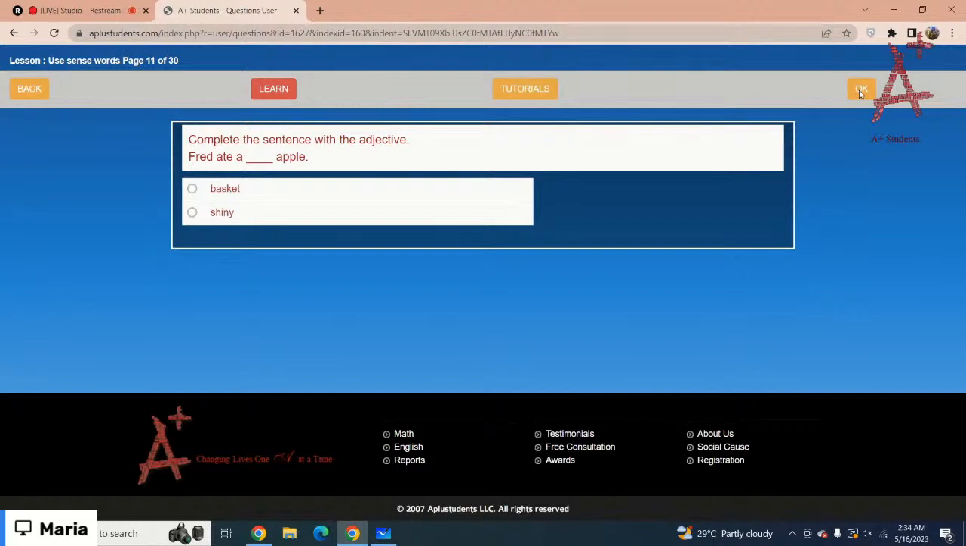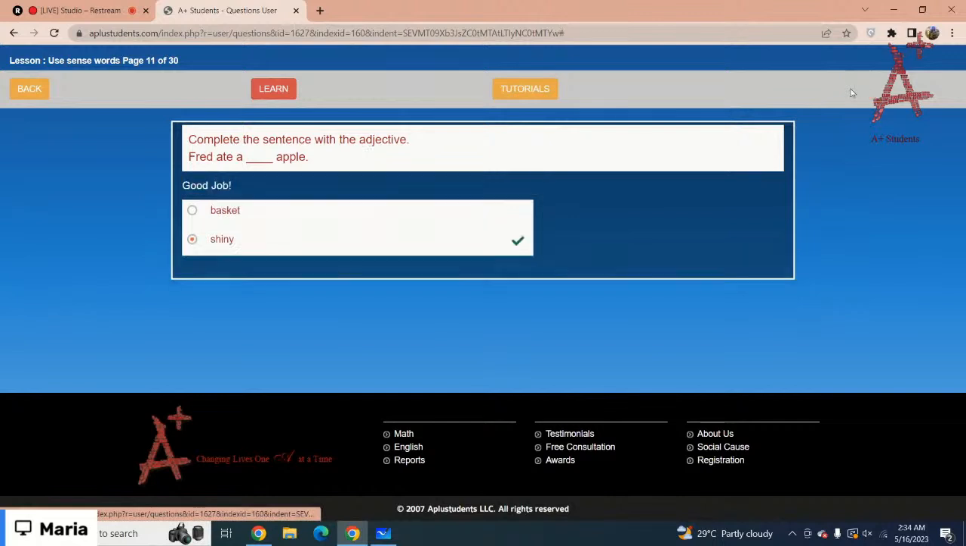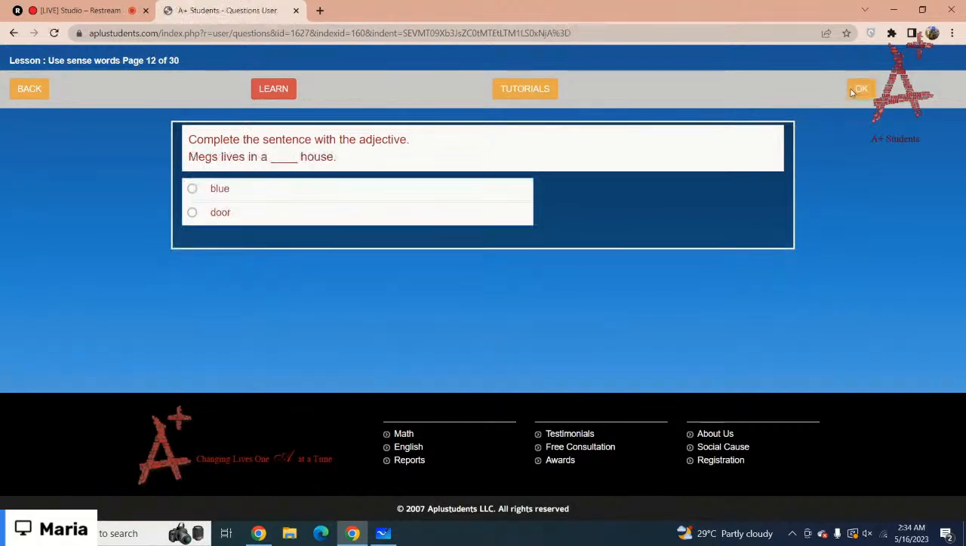Fred ate a dash apple. Which is the correct option? Basket apple or shiny apple? It would be the shiny apple. Fred ate a shiny apple. Meg lives in a dash house. Which is the correct option? Blue or door? Meg lives in a blue house. The correct option is blue.